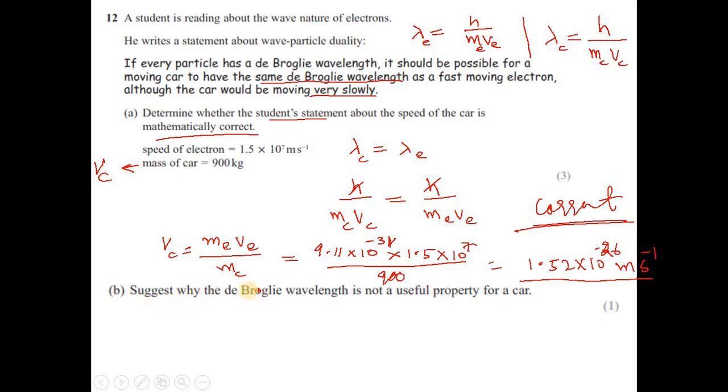Suggest why the de Broglie wavelength is not a useful property for a car. The reason why it is not useful for the car is that the car has a very heavy mass. Due to the high mass and small velocity, it is not behaving as a wave, so the wavelength associated with it is very small.